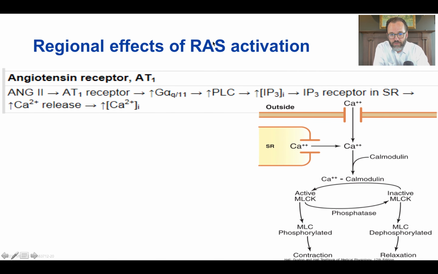So now when we look at the regional effects of renin-angiotensin system activation on vascular smooth muscle, we have increases in angiotensin 2. Those bind to the AT1 receptor, which again is a G protein coupled receptor. And then all of a sudden you should start to see things that are reminiscent of what we just spoke about before. Increases in phospholipase C, increases in IP3 binding to its receptor in the sarcoplasmic reticulum, an increase in calcium release from the SR, and ultimately increases in cytoplasmic calcium, which then activate calcium-calmodulin kinase and then increase this shift towards active myosin light chain kinase and vascular contraction and increases in vascular tone.